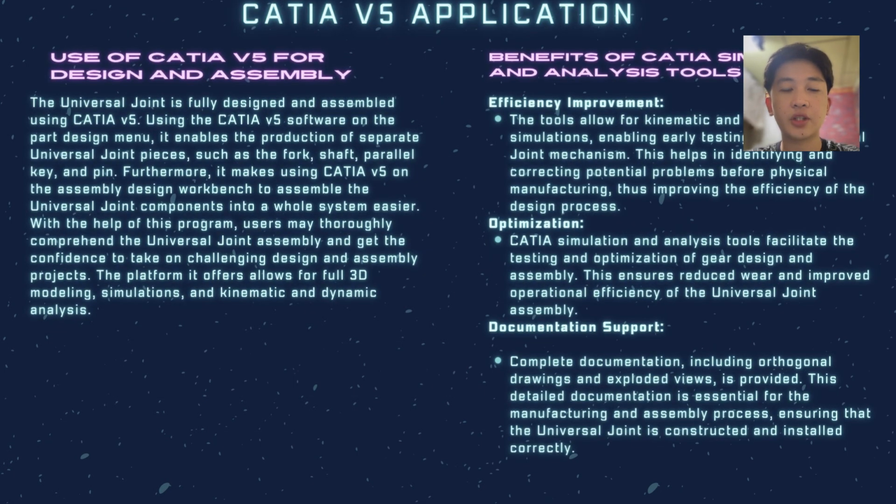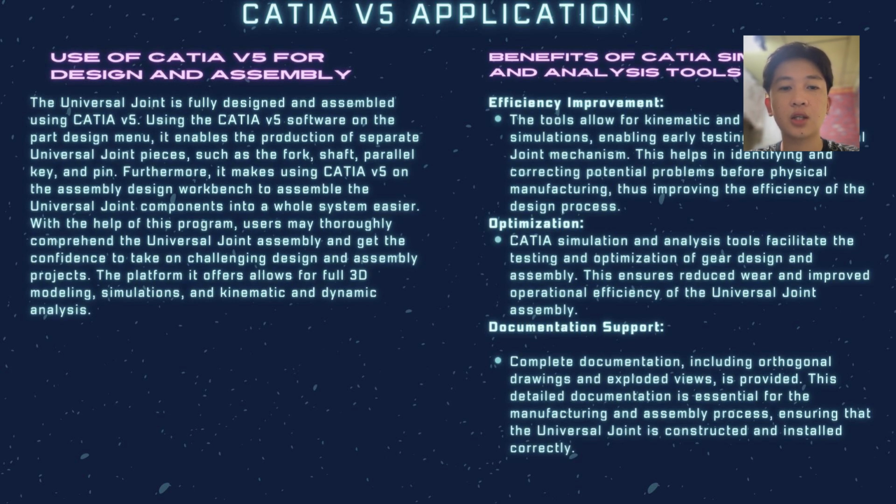CATIA V5 application. Use of CATIA V5 for design and assembly. The universal joint is fully designed and assembled using CATIA V5. Using the CATIA V5 software, the Part Design workbench enables the production of separate universal joint pieces such as the fork, shaft, parallel key, and pin.